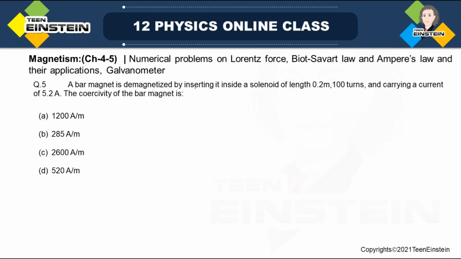So a bar magnet is demagnetized by inserting it inside a solenoid of length 0.2 meter and 100 turns and carrying a current. So that means you have length of the solenoid 0.2 meter and you have number of turns N equal to 100. You have current given here as 5.2 ampere.